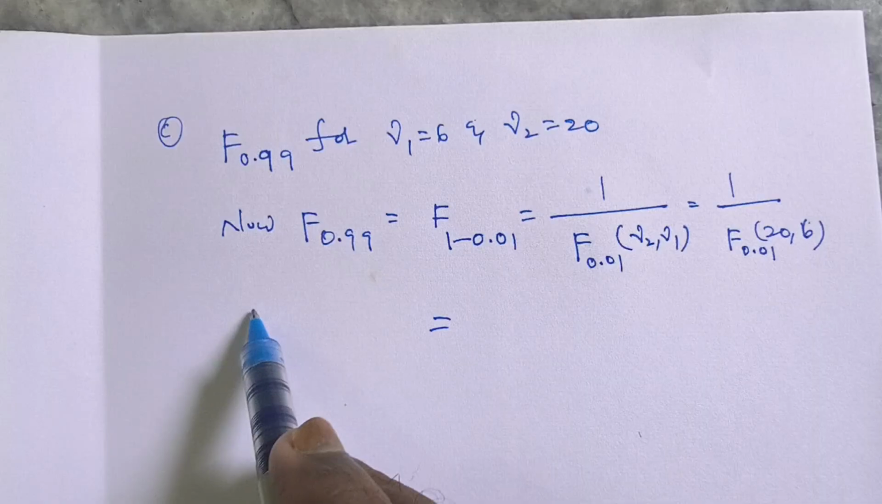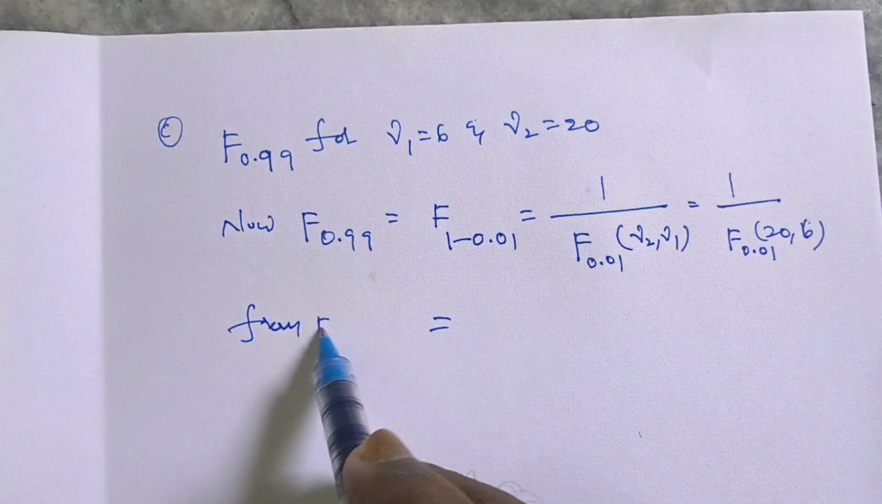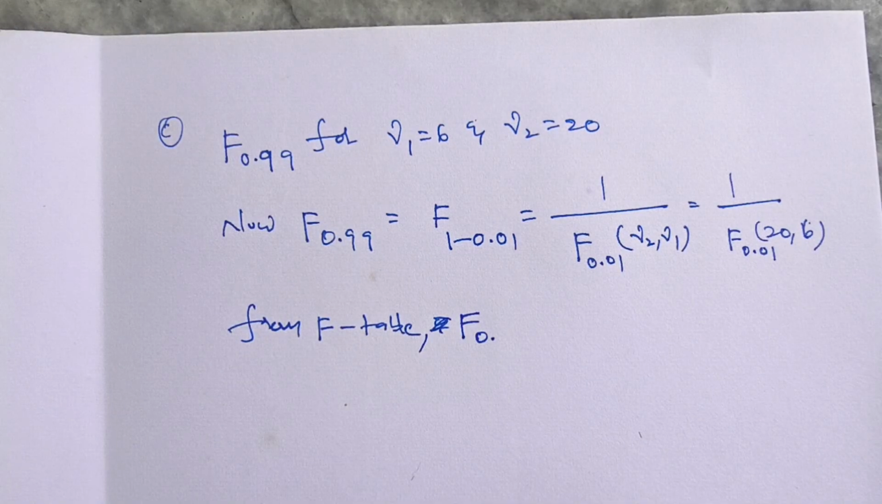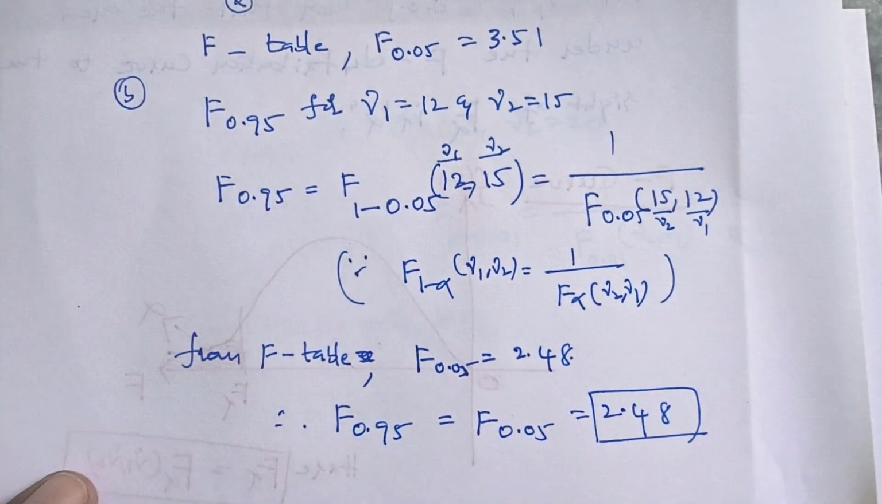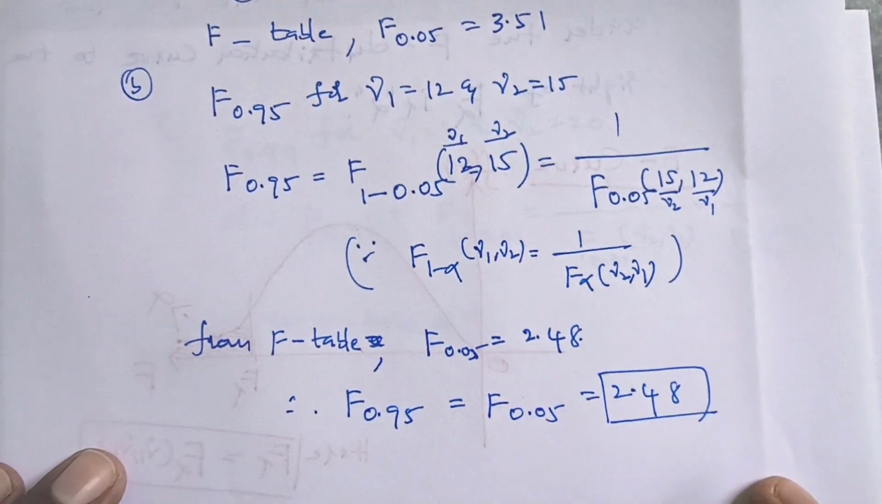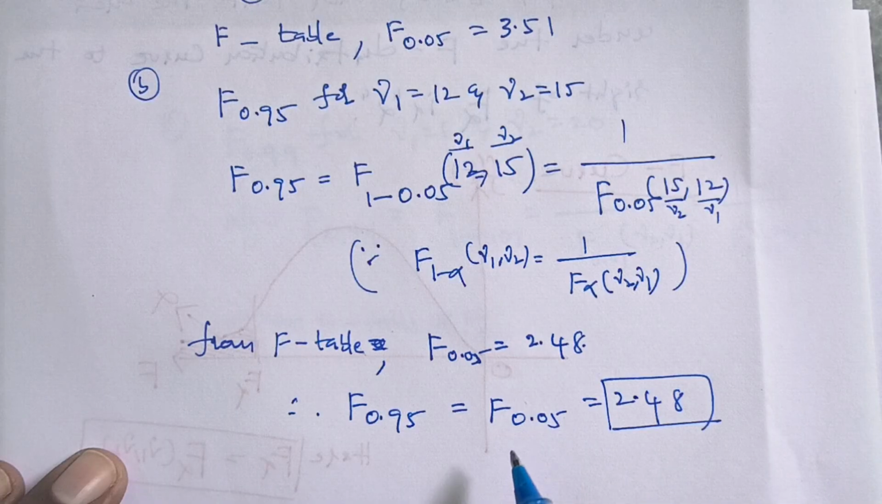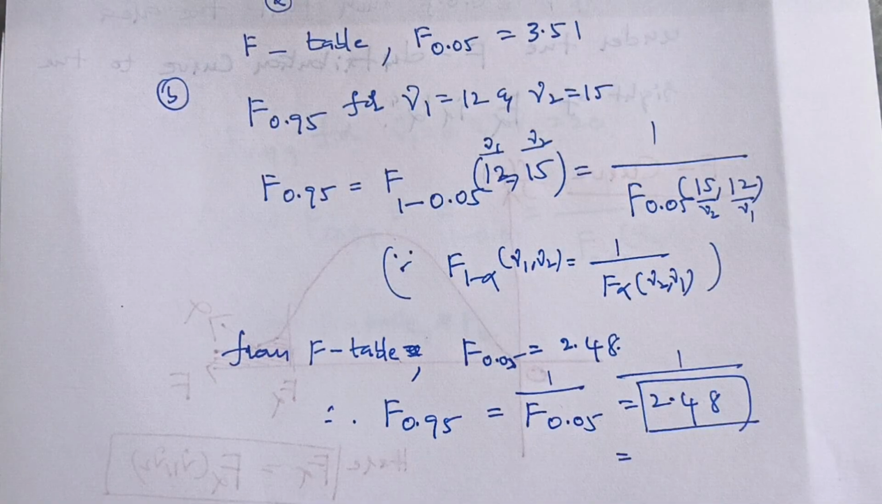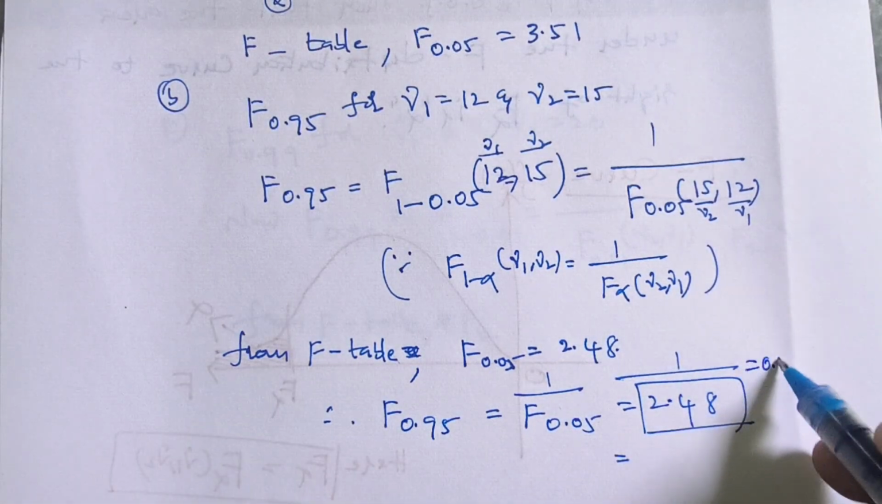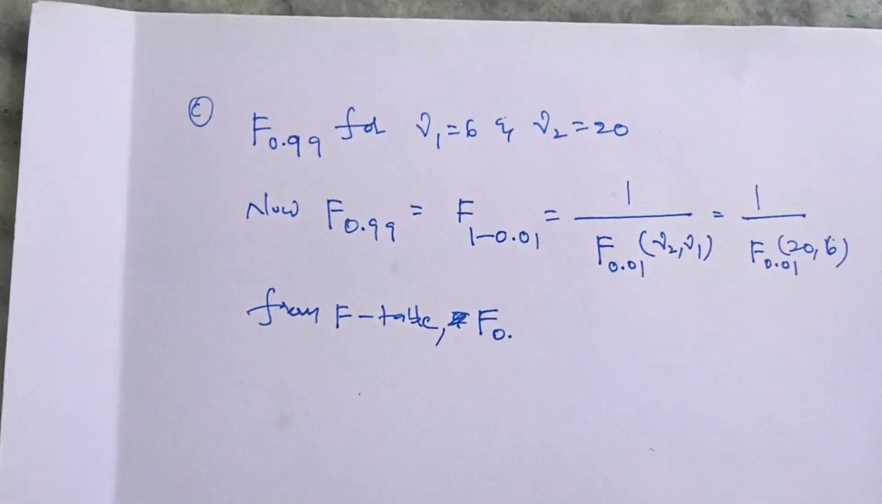Now from the F distribution table, remember in the B problem here, we want to find 1 by this value. So 1 by 2.48 is equal to 0.403. Now coming to the problem C here.